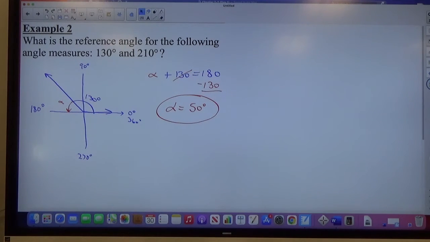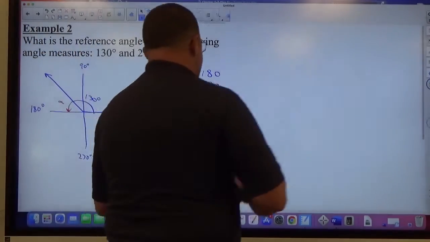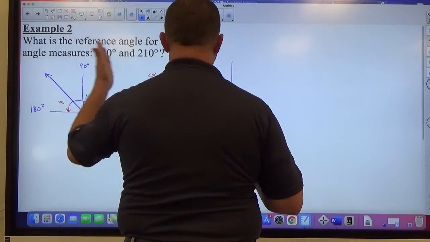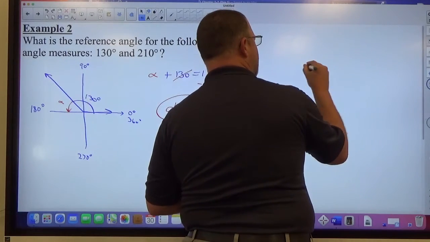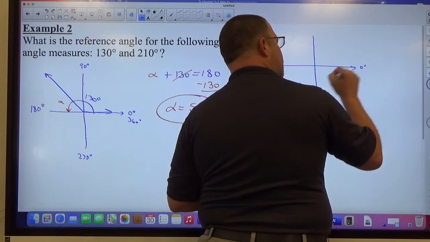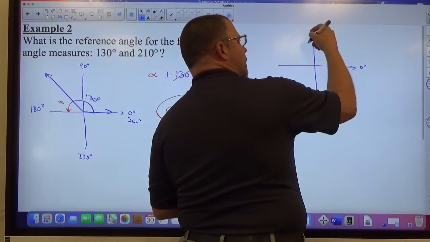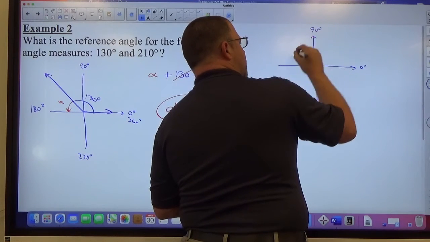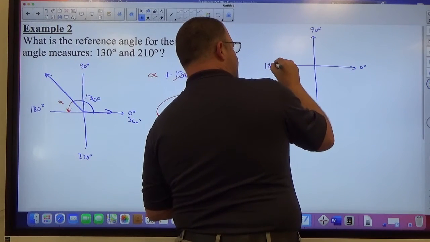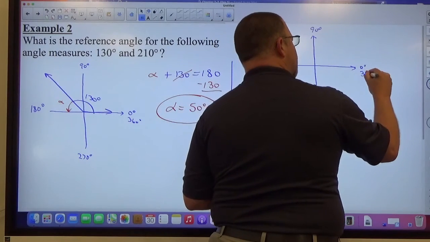And the whole purpose of this is just to get a better grasp on what a reference angle is and see its relationship to the original angle. We'll look at the second part. We have a 210 degree angle. So once again, I want to find a reference angle for a 210 degree angle. I'm going to start by drawing a coordinate axis. I'm going to have 0 degrees as my positive x-axis, go counterclockwise around, adding 90 degrees. So go up 90 degrees, go up 90 degrees, go up 90 degrees, go up 90 degrees.